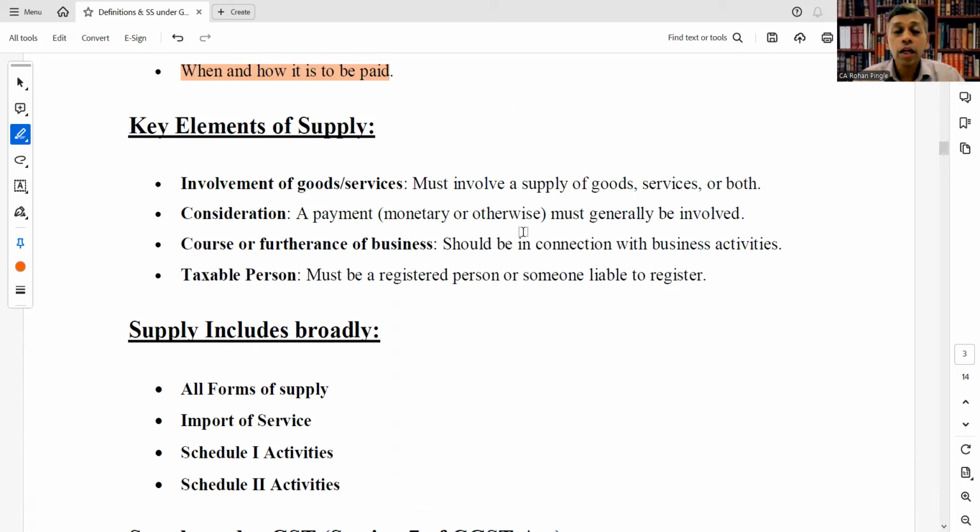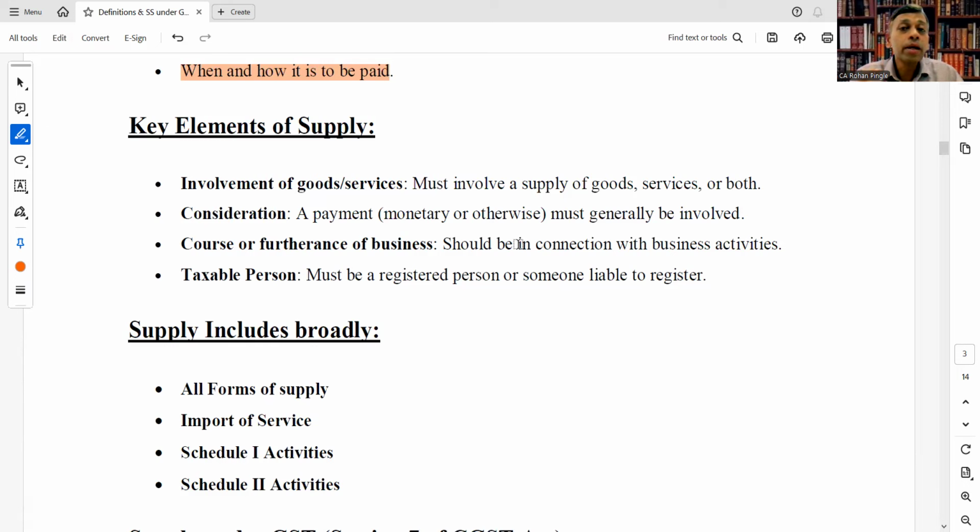Supply. What elements are included in supply? The basic necessity of supply is the involvement of goods and services. It must involve a supply of goods, services, or both. In the case of a works contract, it includes both the supply of goods, some supply of material, and the supply of services like labor. So involvement of goods or services is a must.